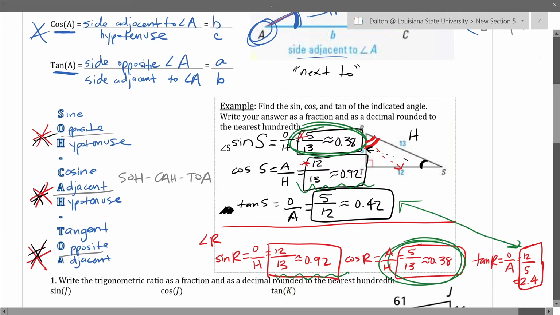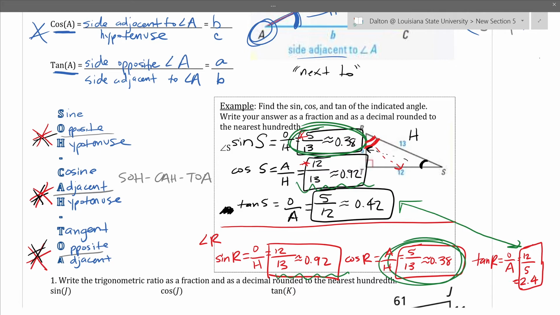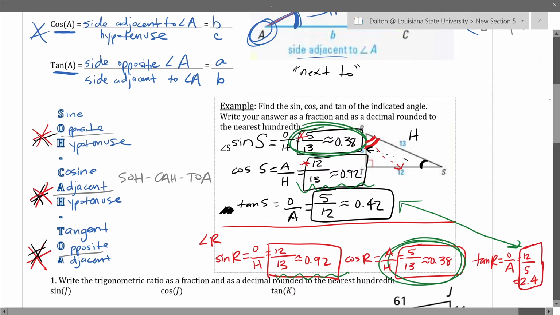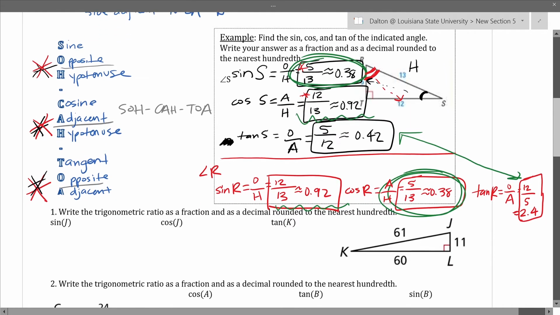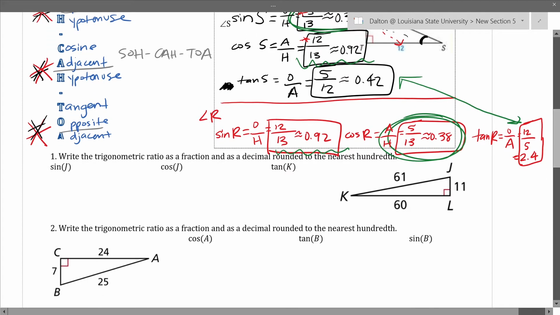So that reference angle is so important because it kind of dictates the whole rest of the problem. It dictates what side is opposite and what side is adjacent. The hypotenuse, however, will always be the hypotenuse. Okay, so let's actually do some calculations. This next part here, I want you to write the trigonometric ratio as a fraction and as a decimal rounded to the nearest hundredth using the triangle that I've given you.